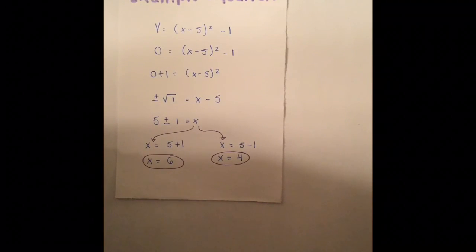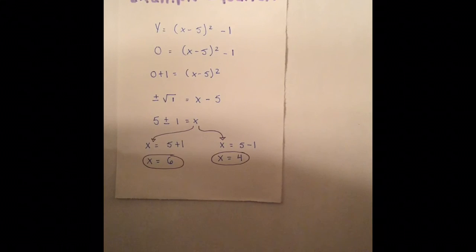So first you would do x equals 5 plus 1, so x equals 6, and then you would do x equals 5 minus 1, so x equals 4. And that is how you would find the x-intercept given a function in vertex form.